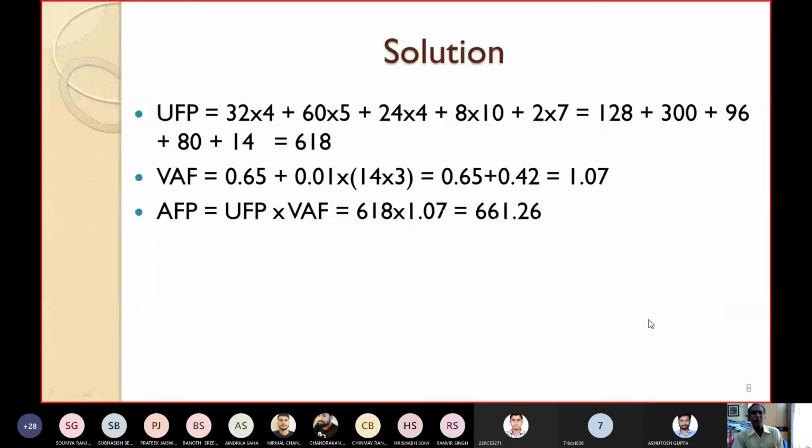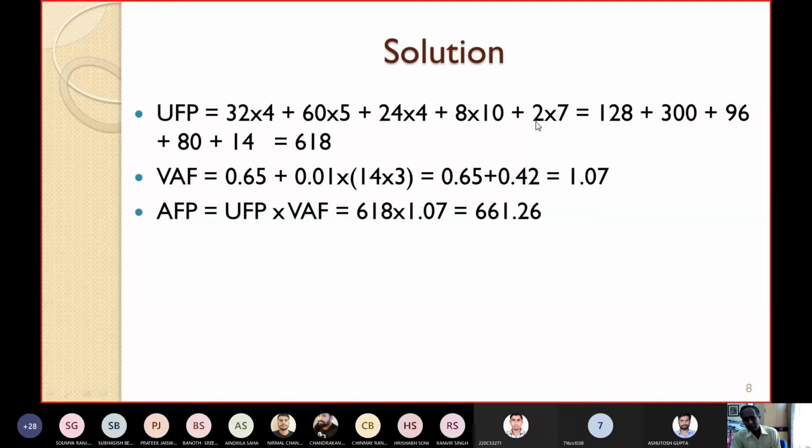Okay. So now we have to first find out the unadjusted function point. The formula is straightforward: number of inputs times 4, number of outputs times 5, number of inquiries times 4, number of files times 10, number of interfaces times 7, coming to be 600 by 18.